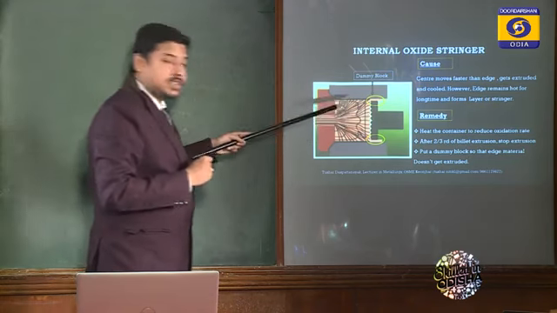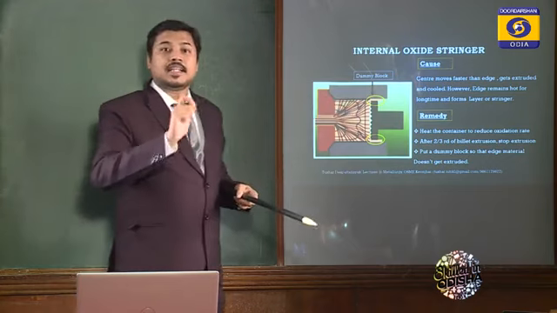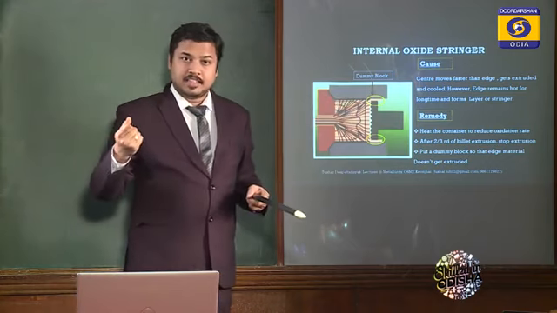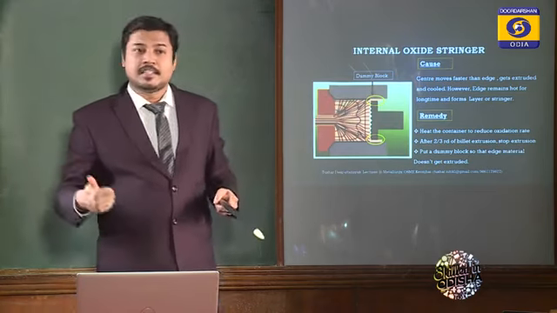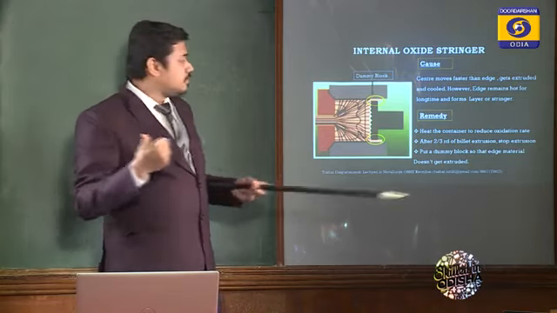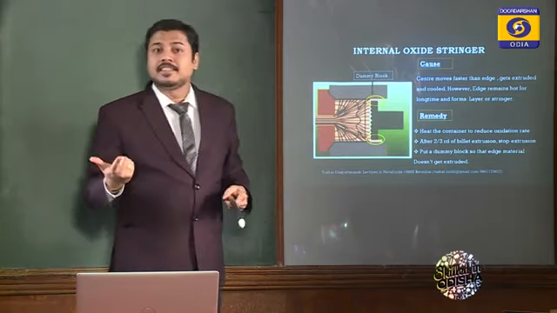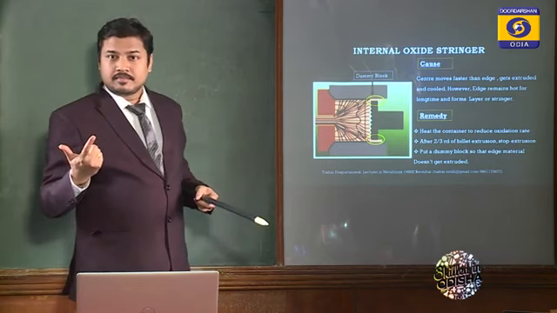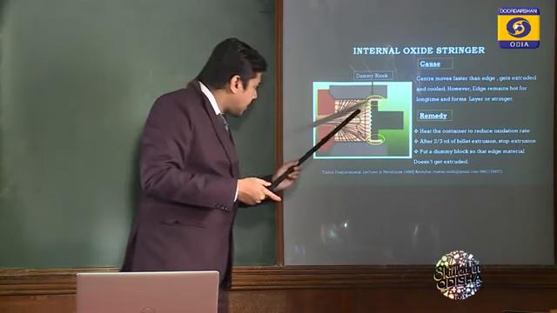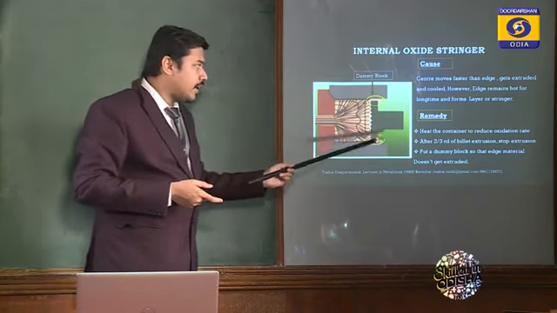If you apply the force, these edge materials don't get extruded. If the edge material doesn't get extruded, there is no chance of formation of oxide stringer. Okay, so this is the advanced way to put a dummy block and do extrusion.